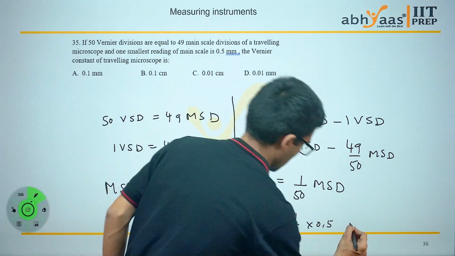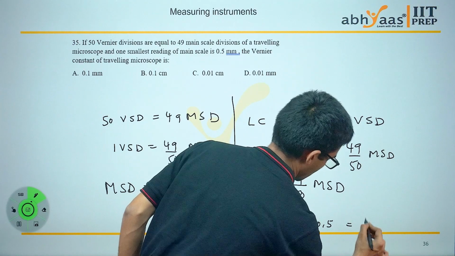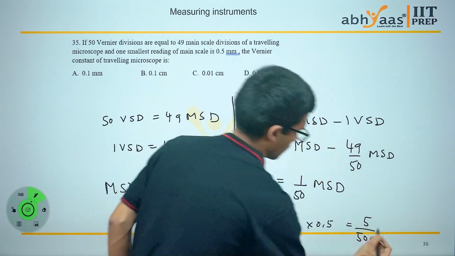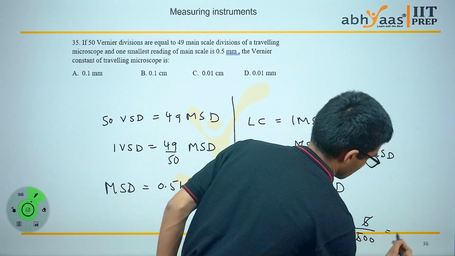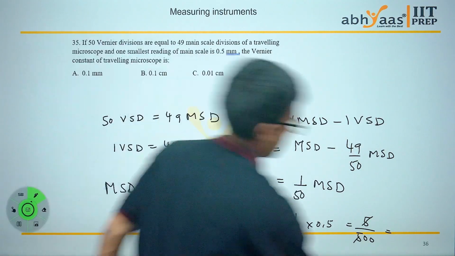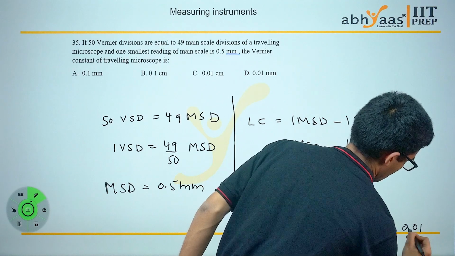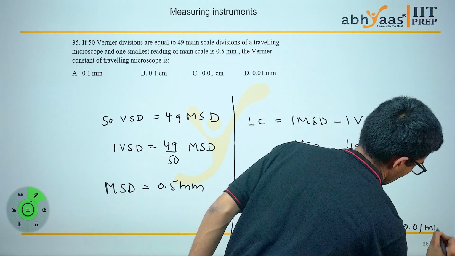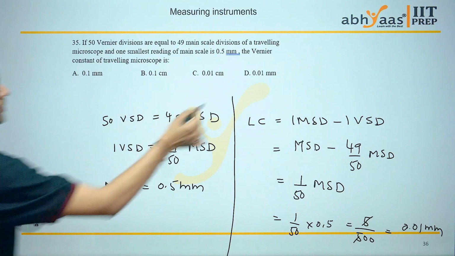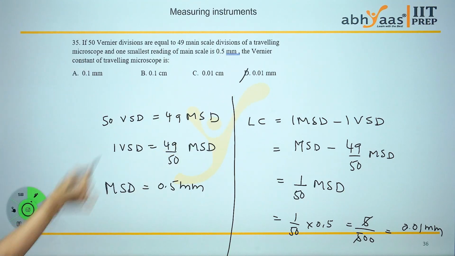So how much will you get? 1 by 50 into 0.5 is 5 by 500. So 1 by 100, that is how much? 0.01 mm. So again you can calculate, that is 0.01 mm. So this is the answer.